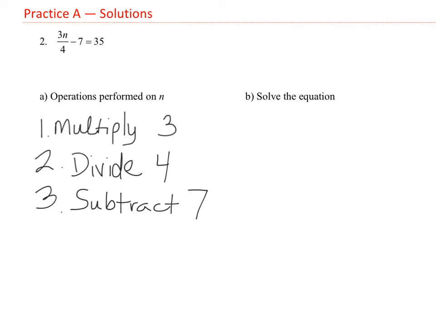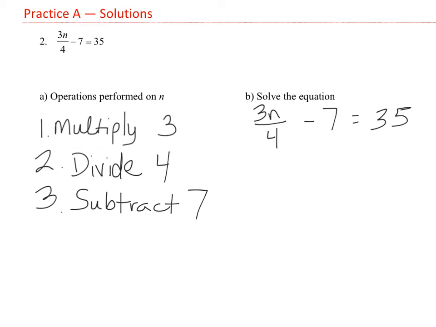Now that we've figured out the operations occurring, it's time to undo those operations and solve the equation. So let's get the equation written down. There we go. And it's time to solve the equation by undoing those operations. And just like we saw in the last problem, we want to undo operations in reverse order.